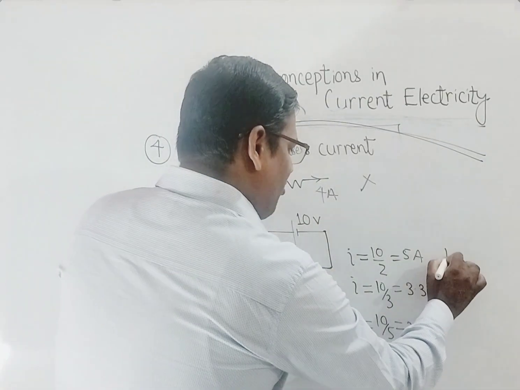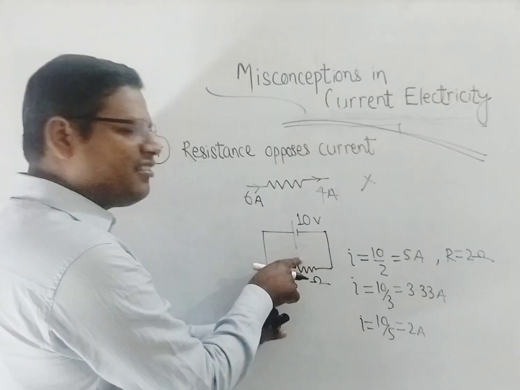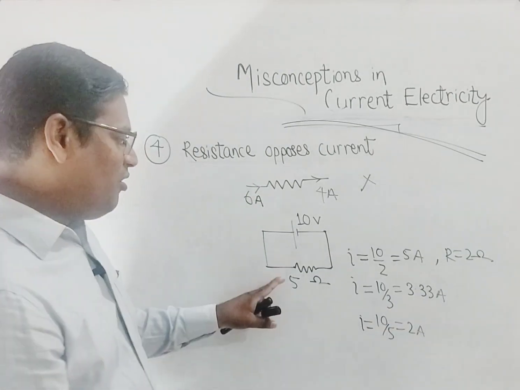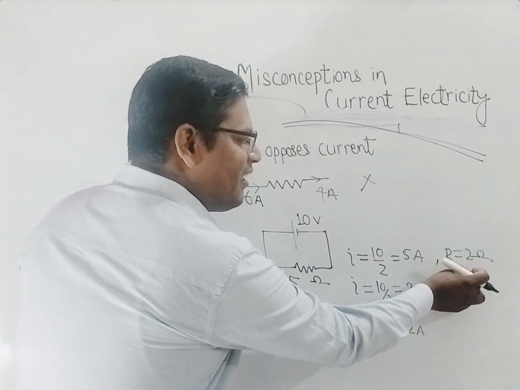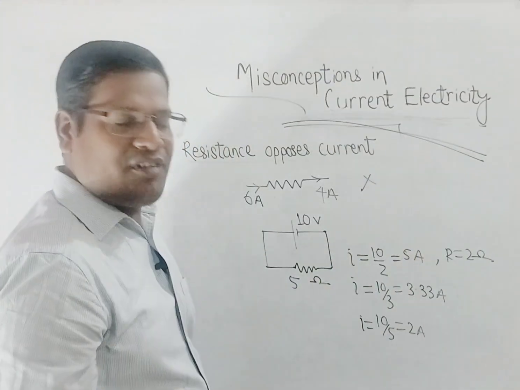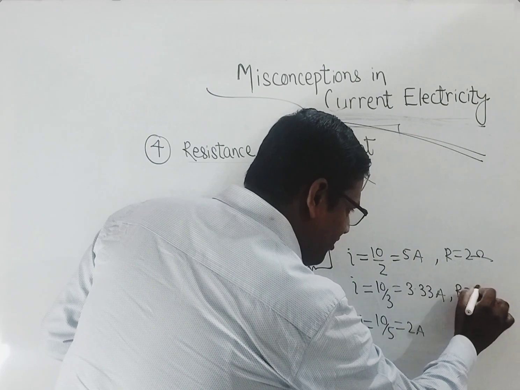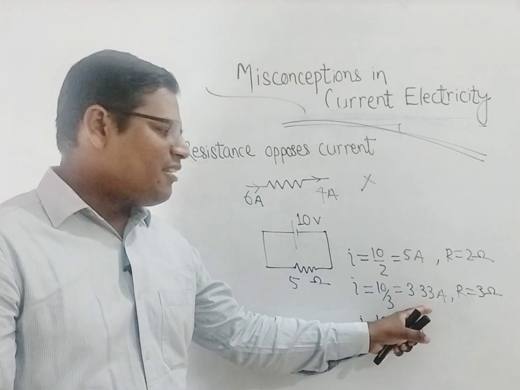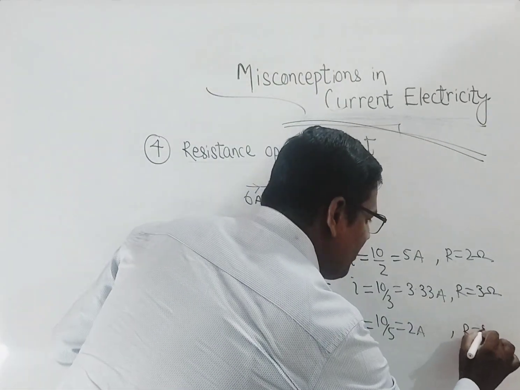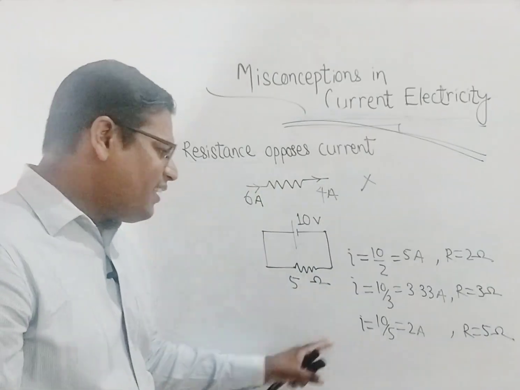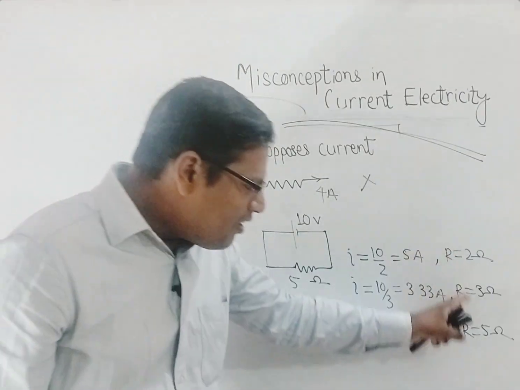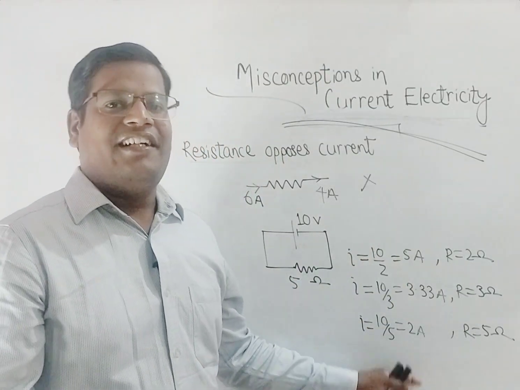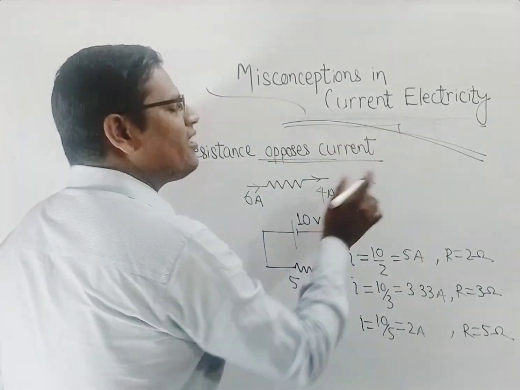Here we are connecting all the resistors to the same battery, and then comparing. If your resistance is 2 ohm, it's a lesser value of resistance, so you get a higher value of current. If your resistance is 3 ohm, a little bit higher, then you get a lesser value of current. And if your resistance is higher, 5 ohm, then you get still lesser current. So the higher the value of resistor in the circuit, the lower the value of current you get. That's the meaning of resistance opposes current.